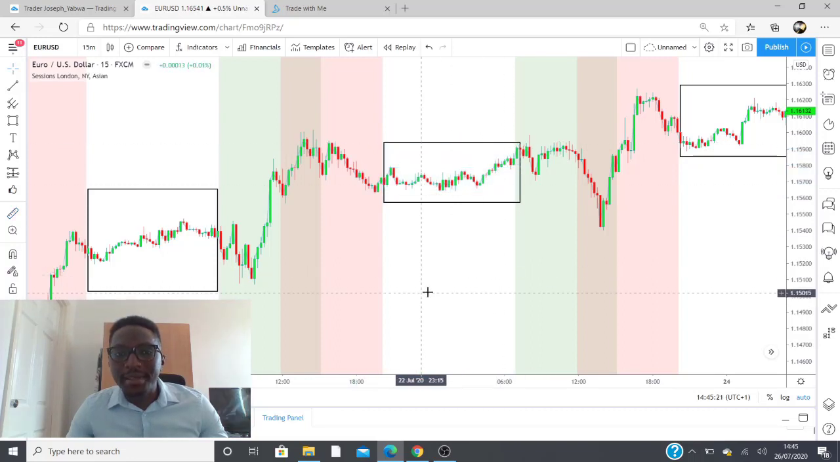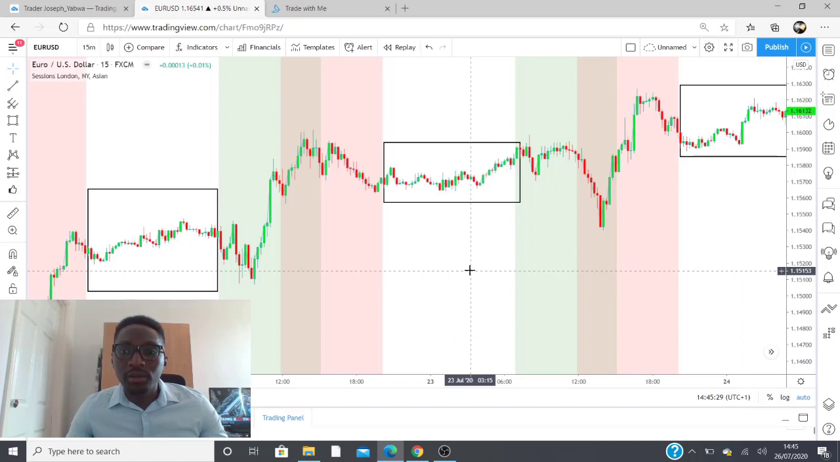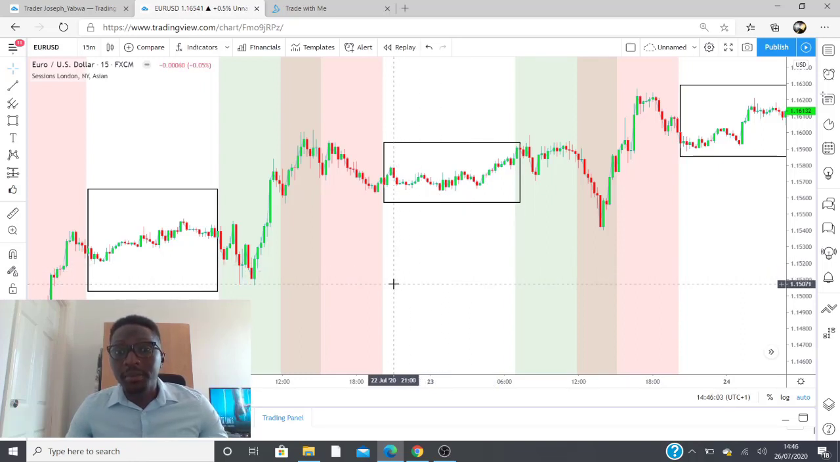So you can see, guys, how it is very important to understand when the markets are likely going to be volatile. Now you can do this with other currency pairs as well, and you will most likely see the same result, obviously depending on the currency pair you're looking at, and also the session in which that currency pair is likely going to be active.